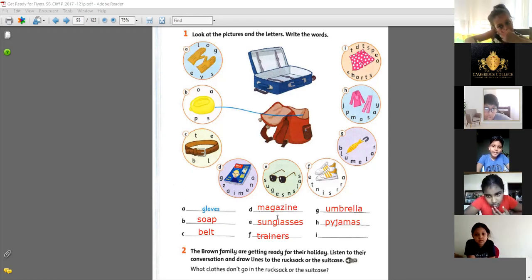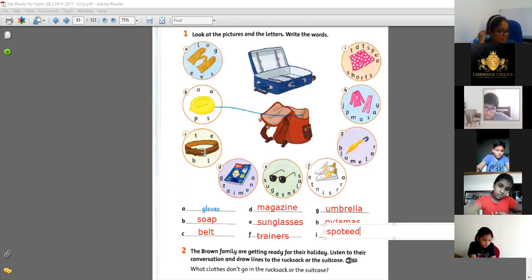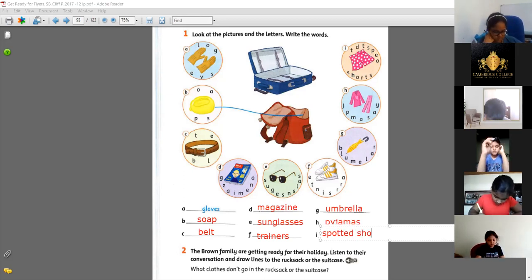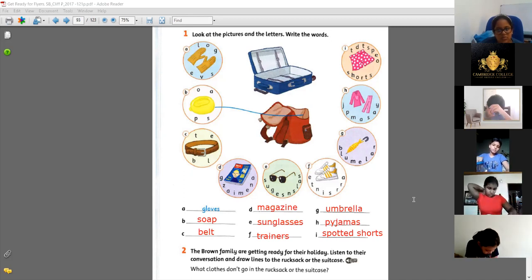Teacher, there is no A for pair of shorts. Yeah, that's a problem. Spotted shorts. Spotted can mean dots. S-P-O-T-T-E-D. So that is the answer for letter I. You can see the spellings from here. If it is correct, you can put a tick with a red pen. All of you keep red pens, then you can check your books while we are doing that lesson.